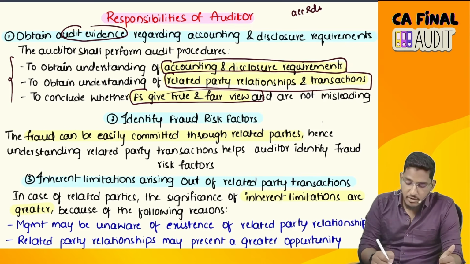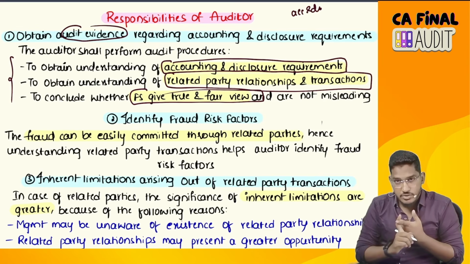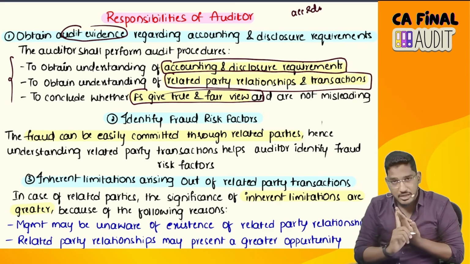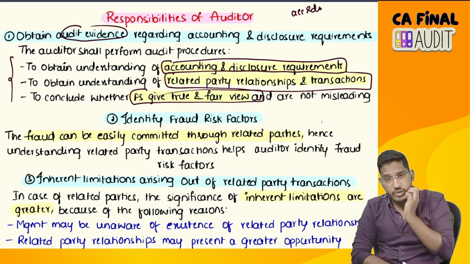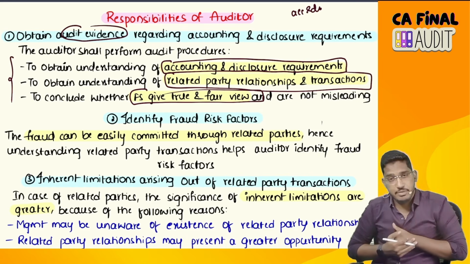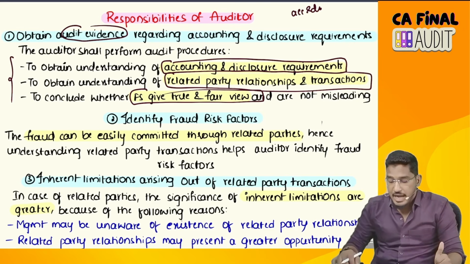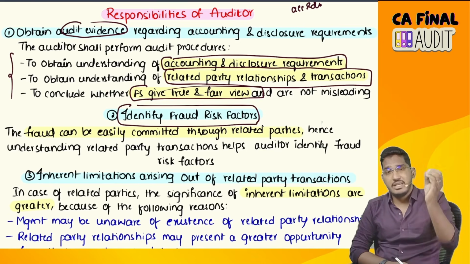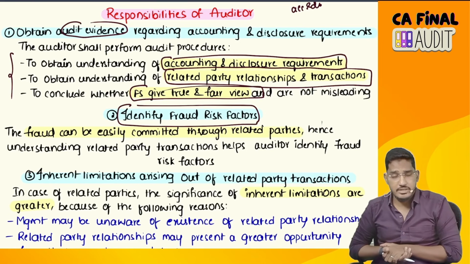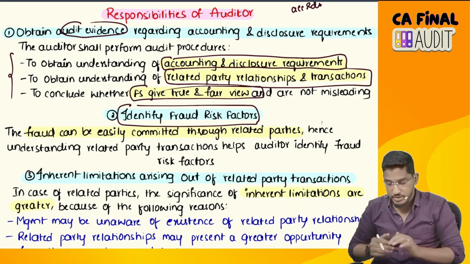So this is how you need to obtain audit evidence: by understanding accounting and disclosure requirements, by understanding related party relationships and transactions, and finally arriving at a conclusion whether the financial statements give a true and fair view or are misleading because of related party transactions. Especially with related party transactions, there are fraud risk factors also. Why? Because fraud can be easily committed through related party transactions. You have to be pretty cautious about it.